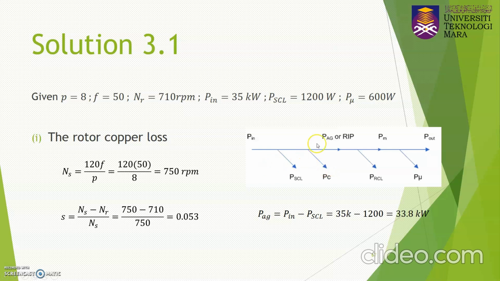Okay, so the P air gap will be equal to P in minus your PSCL. So 35k minus 1200, so it will be equal to 33.8 kilowatts. So this is the P air gap, the input to the rotor. Okay, so for the PRCL, you can use this formula. PRCL will be equal to the slip multiplied with P air gap. Slip is given by 0.053. So finally you get PRCL, the rotor copper loss, is equal to 1.8 kilowatt.